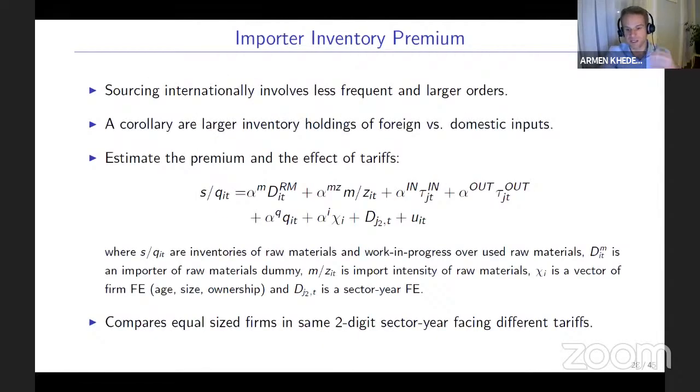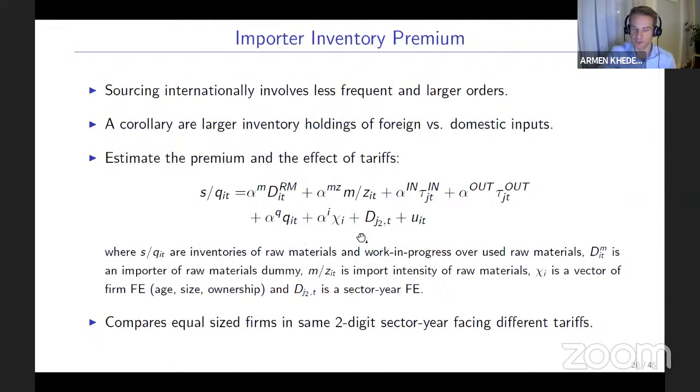Great. So again, I want to show you that inventories responded strongly here. The way I'm going to go about this is by having the inventory usage ratio on the left-hand side, and then I'm going to include a bunch of proxies, first for trade. Basically, D_RM is going to be a dummy for whether the firm imports, and then the import intensity is going to be M_Z. And then I'm also going to include the direct measures of trade policy, namely the input and the output tariffs. I will control for the size of firms by having the total consumption of materials here.